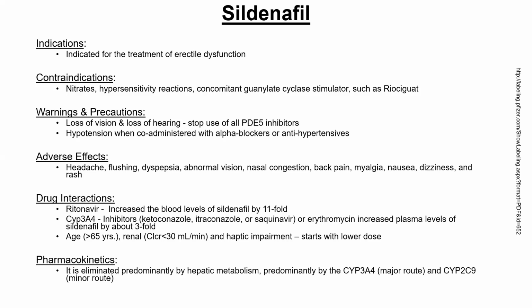For anyone over 65 years of age, or having renal clearance below 30 ml per minute, or hepatic impairment, you want to start those individuals on a lower dose.